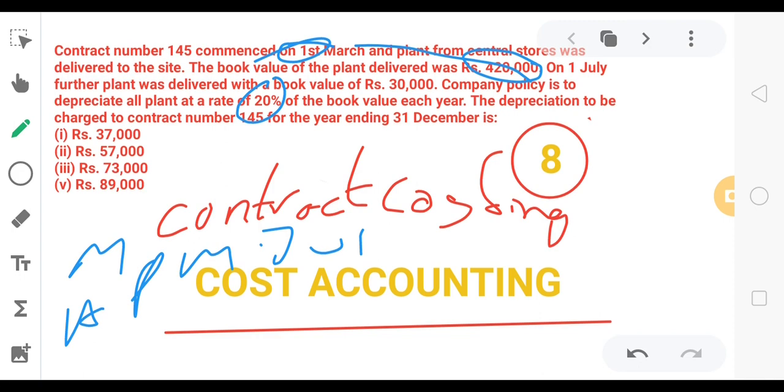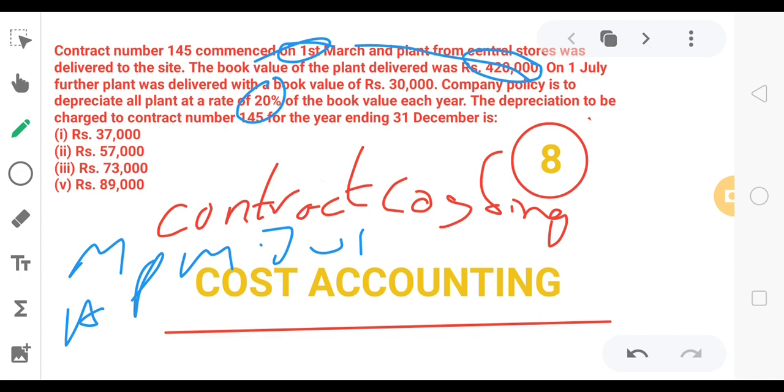So 4,20,000 into 6 by 12. 42,000, so into 6, that's 42,000 divided by 6 months used. So we got 70,000. So we got 70,000 for old machinery. Next, the depreciation rate for book value of each year.